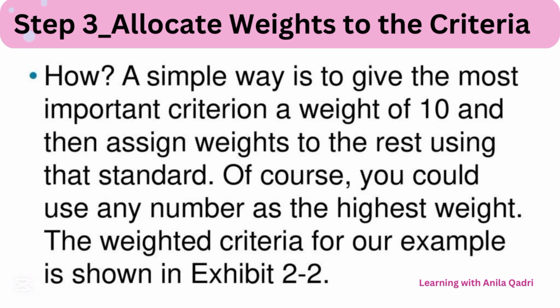Allocate weights to the criteria. How? A simple way is to give the most important criterion a weight of 10 and then assign weights to the rest using that standard. Of course, you could choose any number as the highest weight. The weighted criteria for our example is shown here.